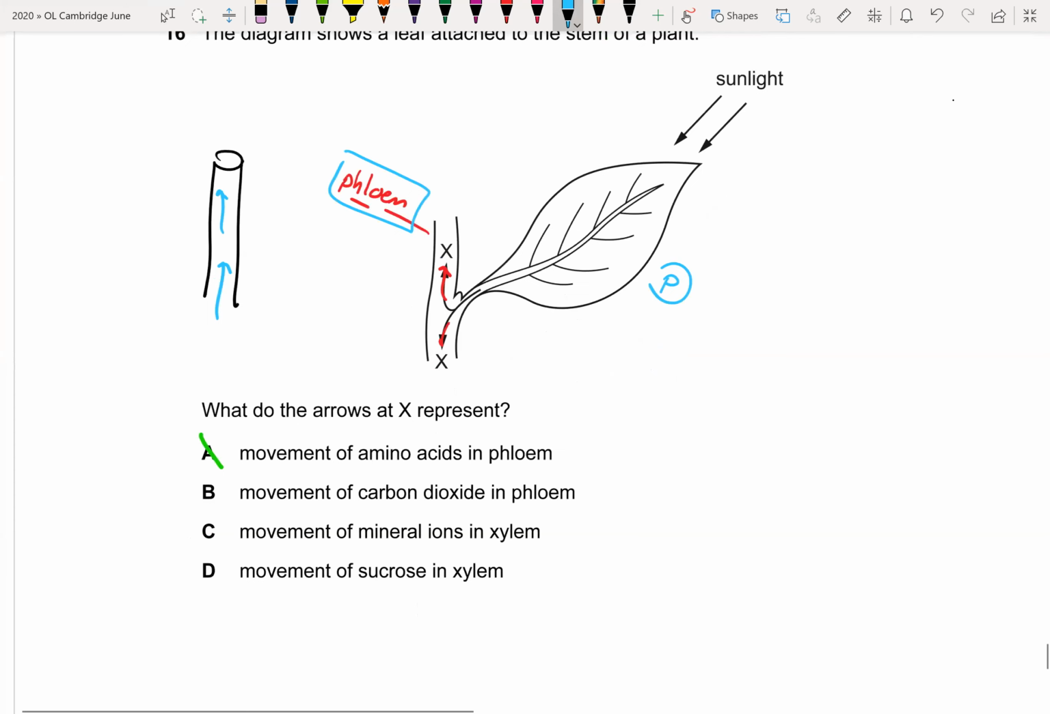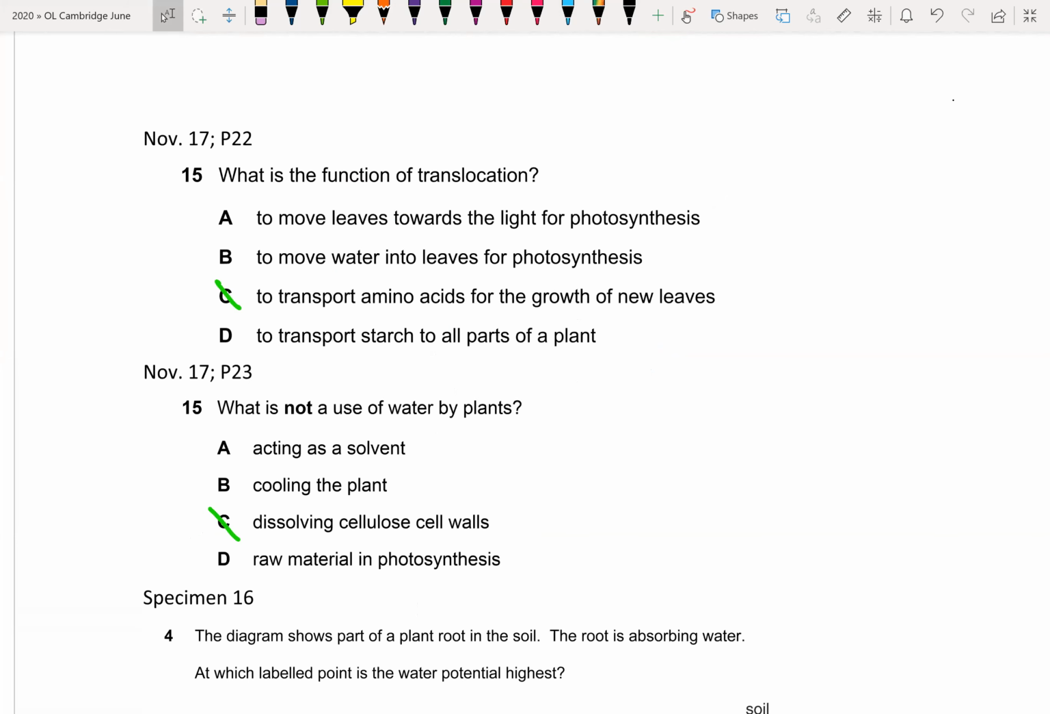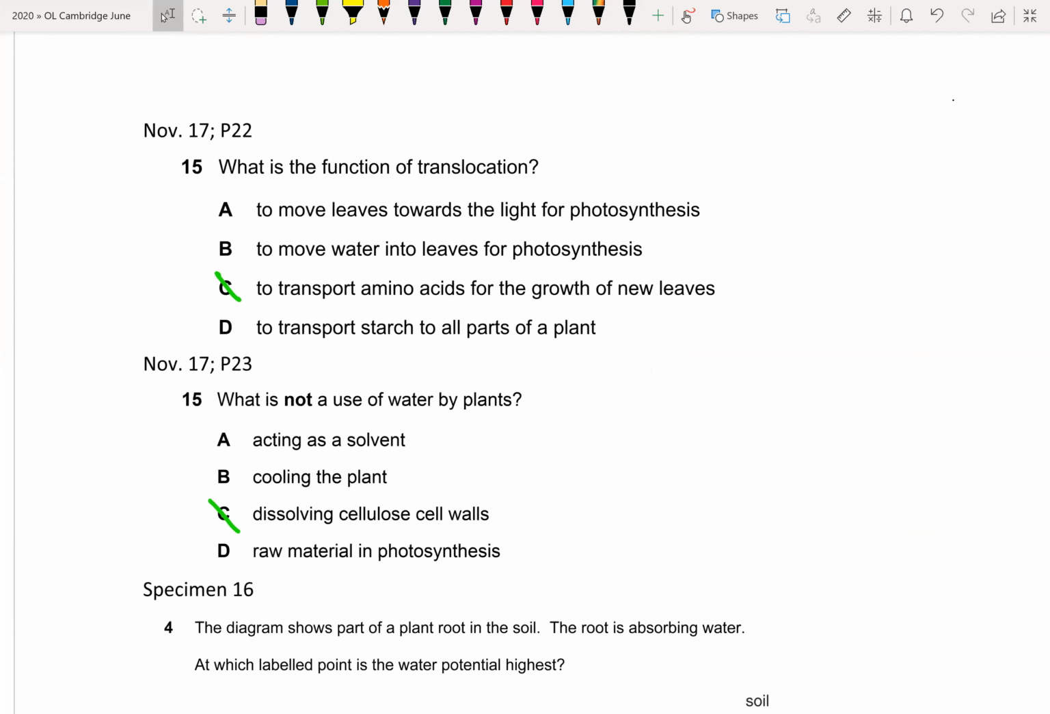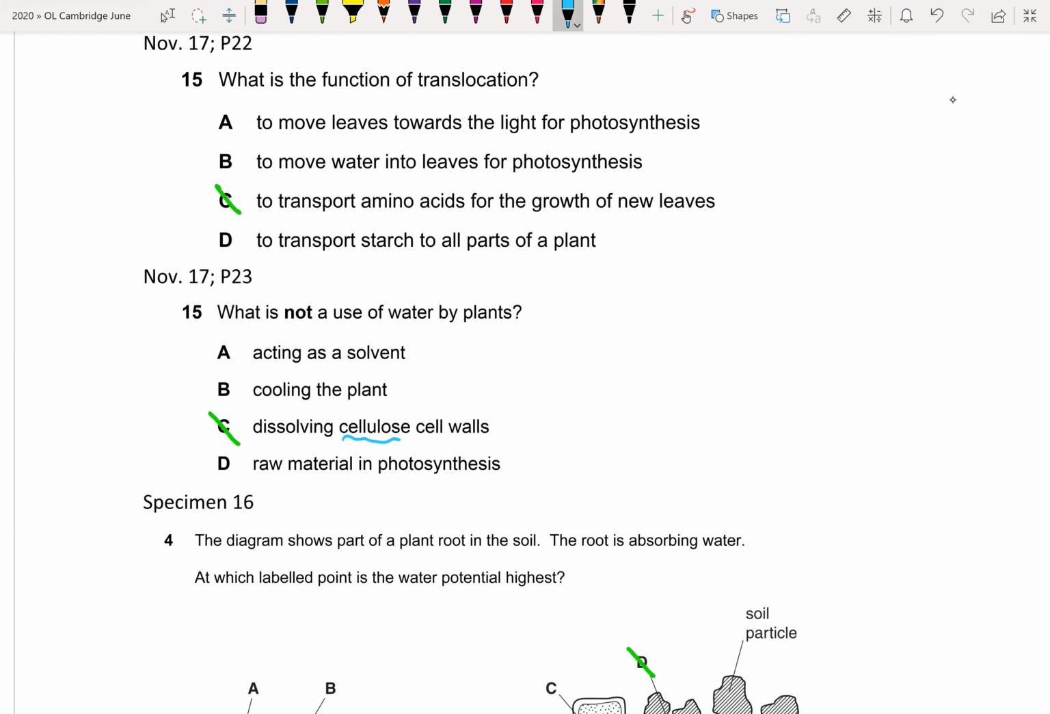طيب what is the function of translocation? To transport amino acids for the growth of new leaves. طبعا. طيب what is not a use of water by plants? Dissolving cellulose. ليه؟ لأن الcellulose is an insoluble large polysaccharide، مش كده؟ يبقى ده هنا insoluble large molecule، مش هتدوب في المية أساسا. So it is not one of the functions of the water إنها to dissolve the cellulose.